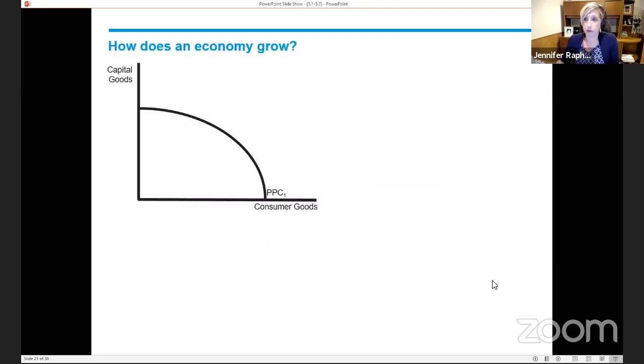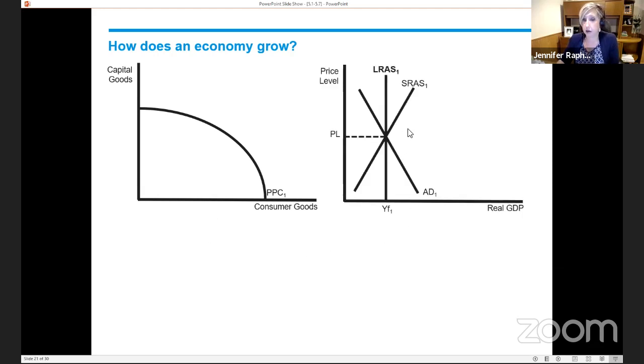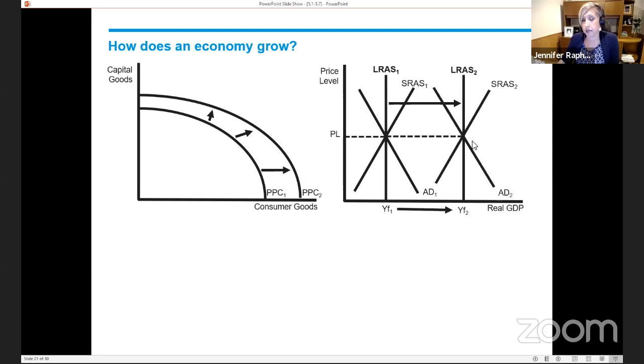Okay, we show economic growth using our AP macroeconomic models in the PPC and in the ADAS model. We show it in the PPC model by shifting the PPC curve out and to the right, and we show it in the ADAS model by shifting long-run aggregate supply to the right. So to get long-run aggregate supply over here, you could have an increase in aggregate demand that's a function of increased investment spending, which will increase the potential output of the economy. You can also have short-run increases in short-run aggregate supply that become permanent, which lead to increases in the productive capacity of an economy.